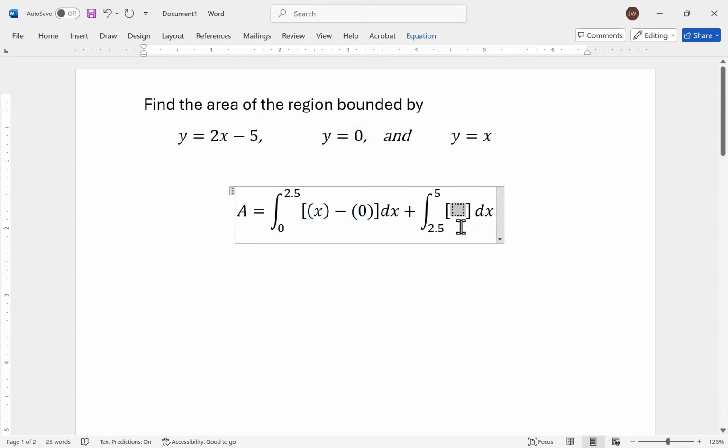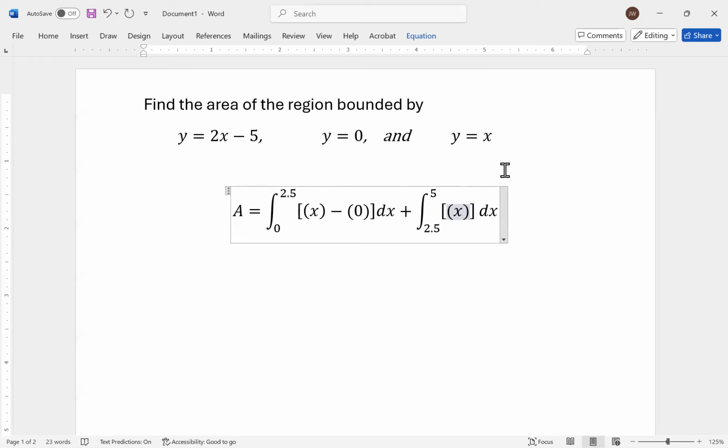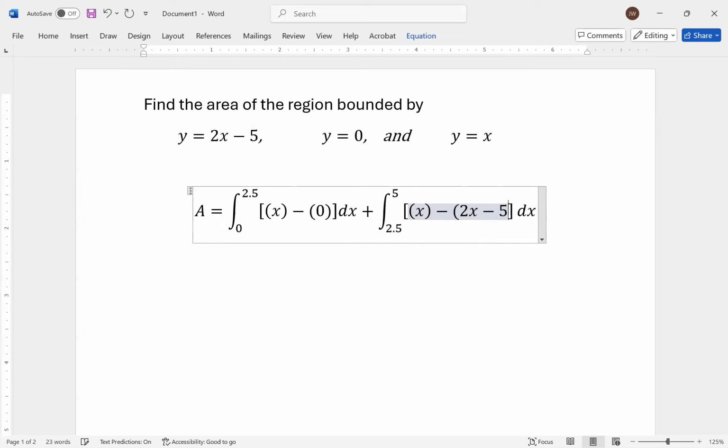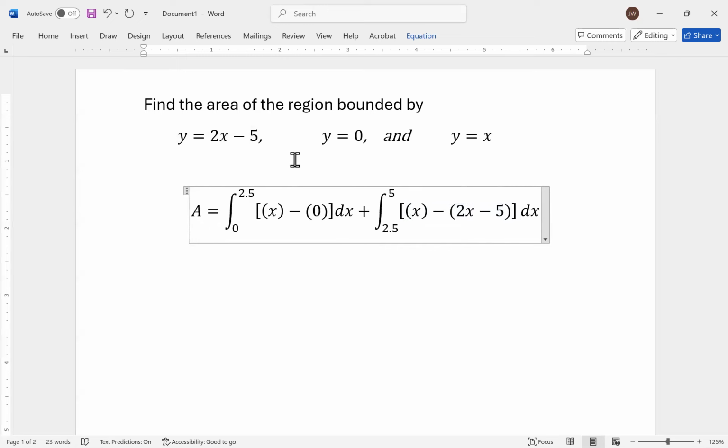In my other region, the other region goes from x value of 2.5 to 5. And on the top of that region is still y equals x. But on the bottom part of that region is bounded by 2x minus 5. Now, this is how you do it through calculus. You can obviously, because these were nice triangles, figure out the actual area through triangular calculations as well. I'm not going to do that. I'm just going to do the integration.